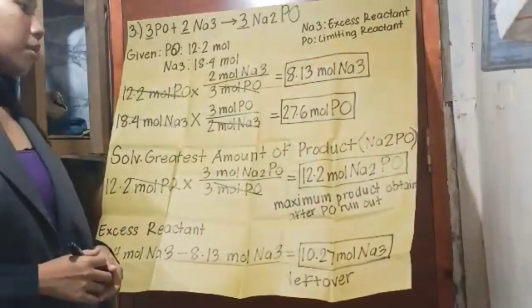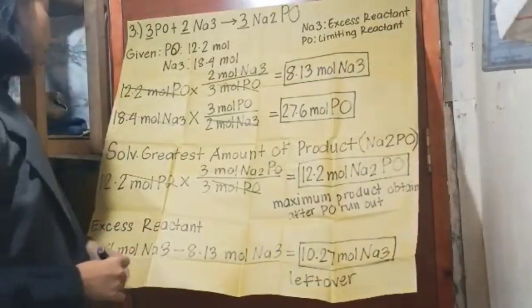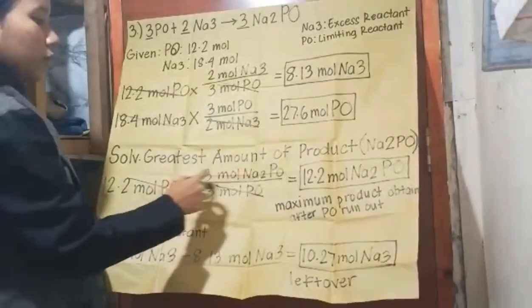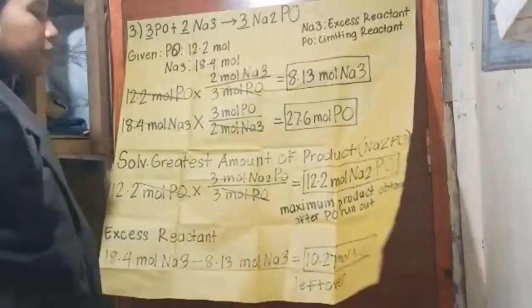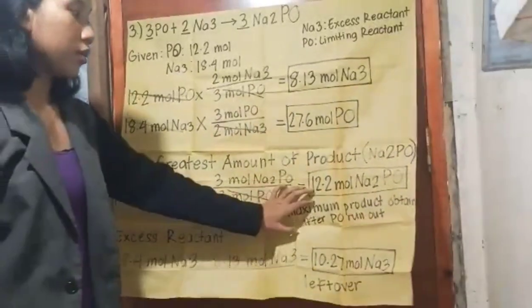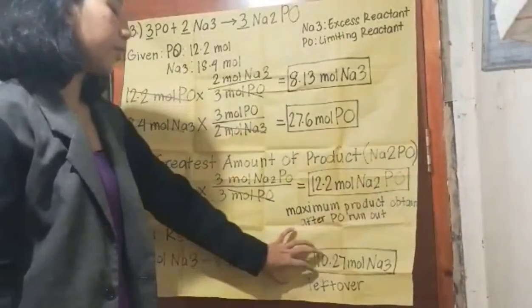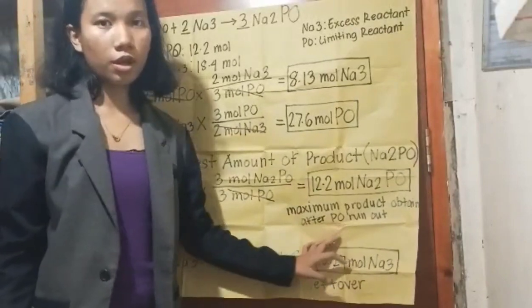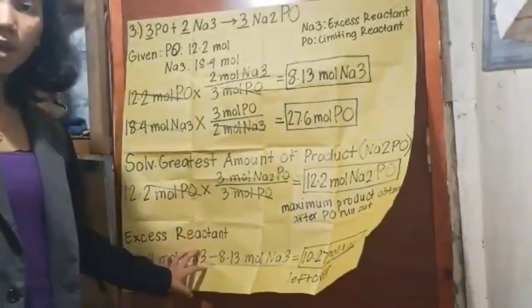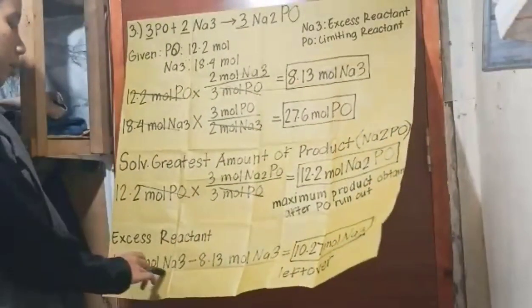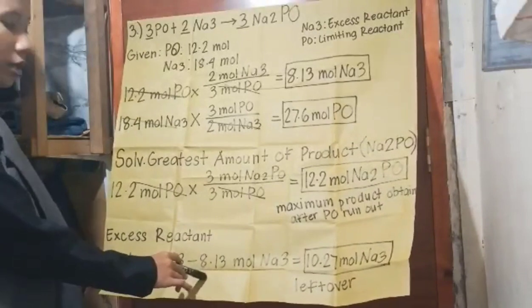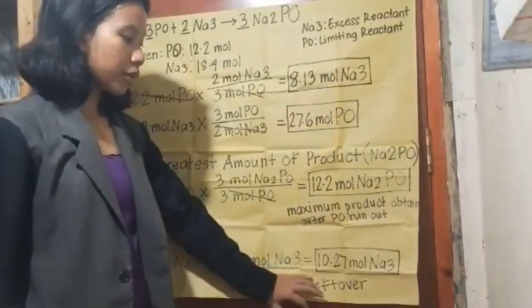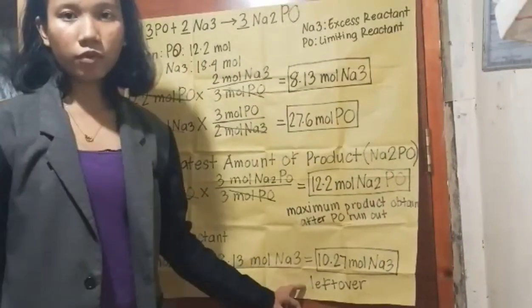To solve the greatest amount of product, Na2Po, 12.2 mole Po multiplied by 3 mole Na2 divided by 3 mole Po. The calculation of this is 12.2 mole Na2Po. So this is the maximum product obtained after Po, which is polonium right now. To get the excess reactant, 18.4 mole Na3 minus 8.13 mole Na3 equals 10.27 mole Na3. So this is the excess reactant left over.